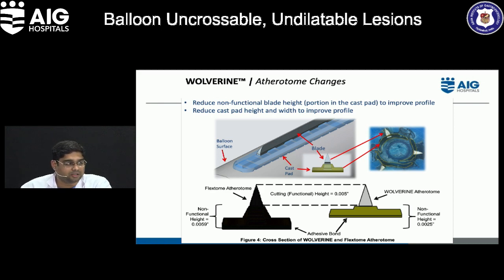Sizes below 3.25 mm have only 3 blades, so they can pass through a 5 French system. But sizes above 3.25 mm again have 4 blades, and then it requires a 6 French system.